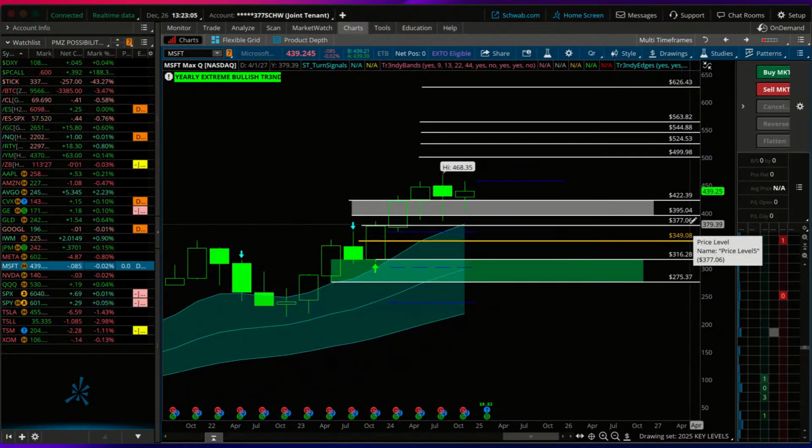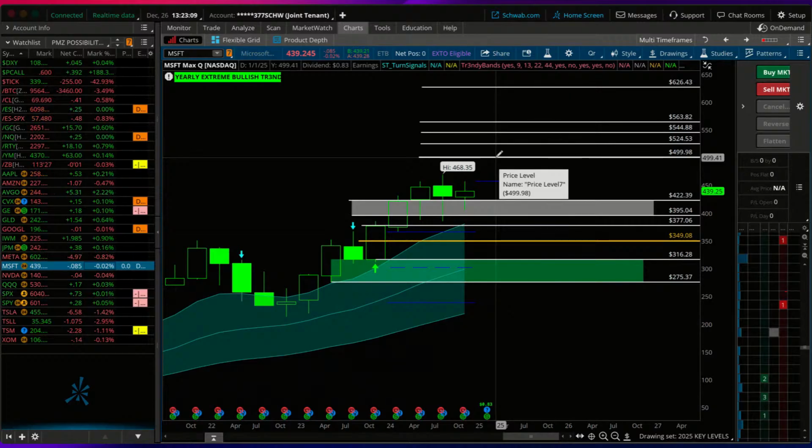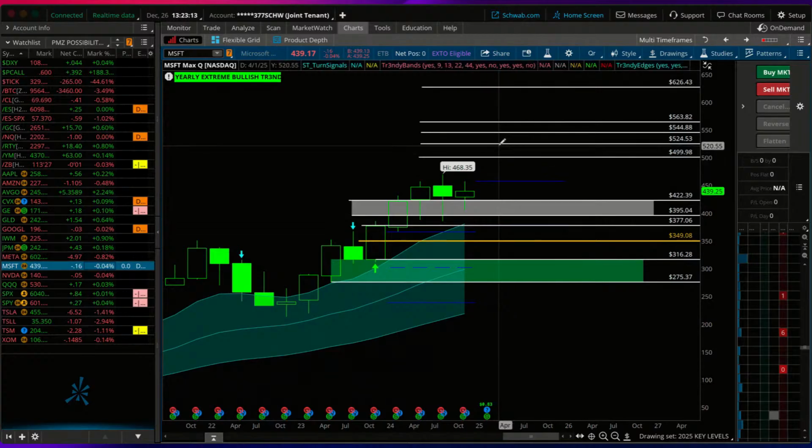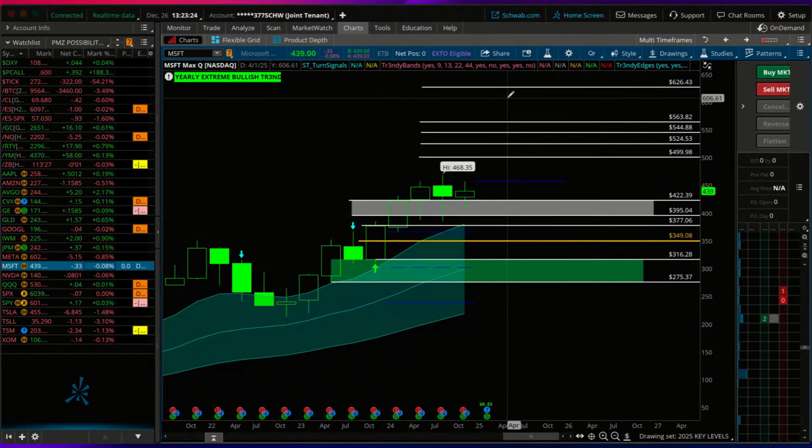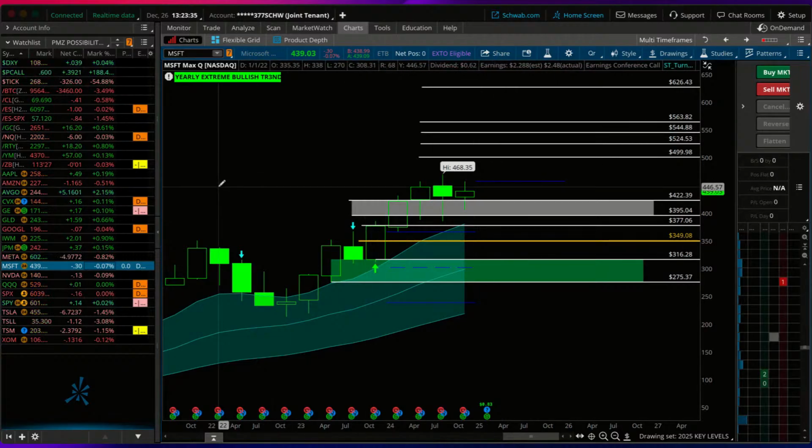Softy, and we get a rally in 2025 for Microsoft, here are some extension targets above. Basically 500, 525, 545, and then ultimately 563 by 626. Those are some upside targets for Microsoft that you could use for 2025. And these are targets that I would be using for 2025.